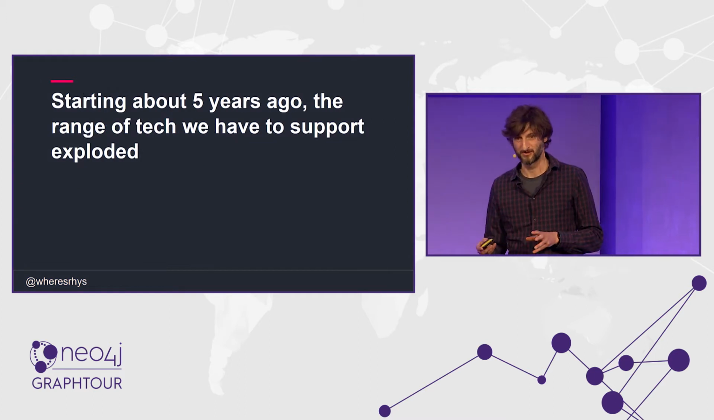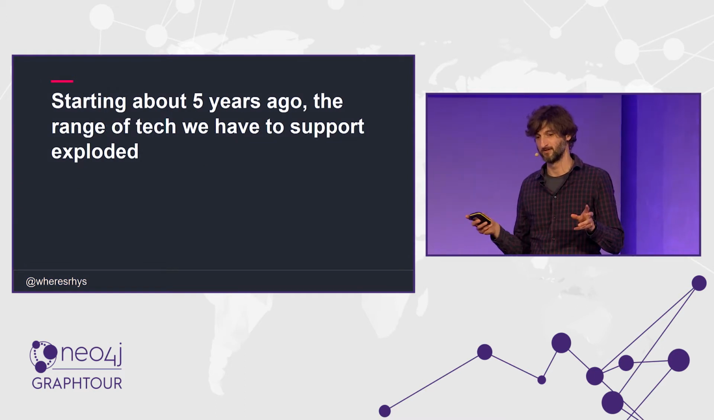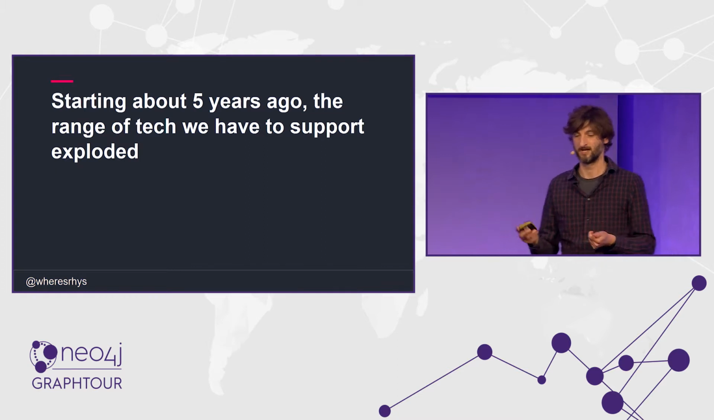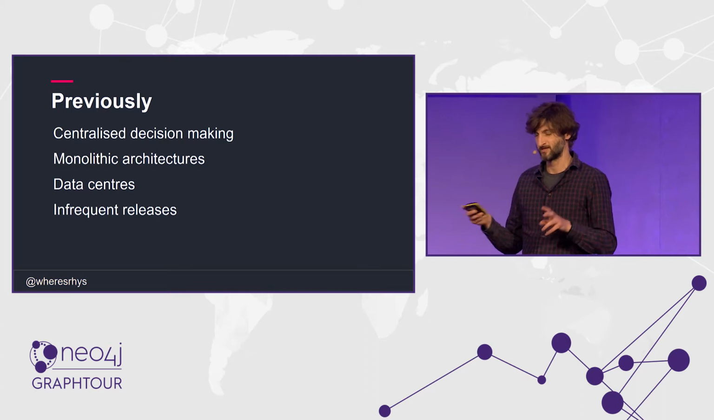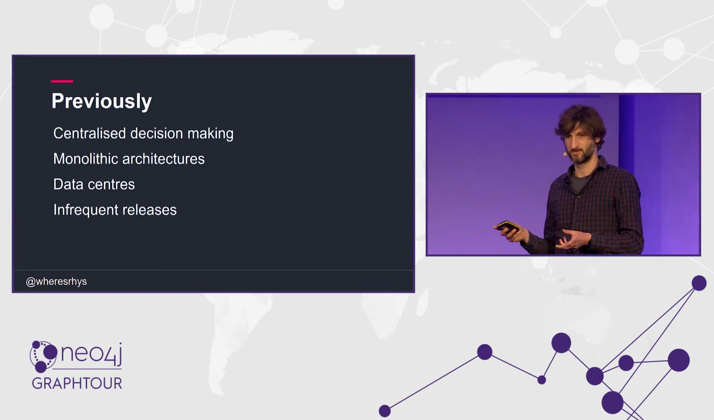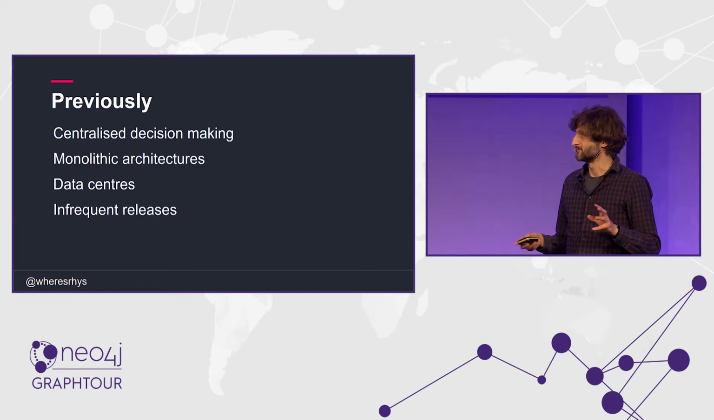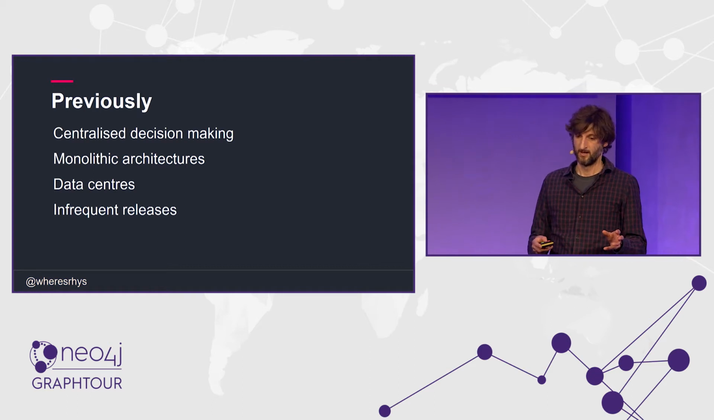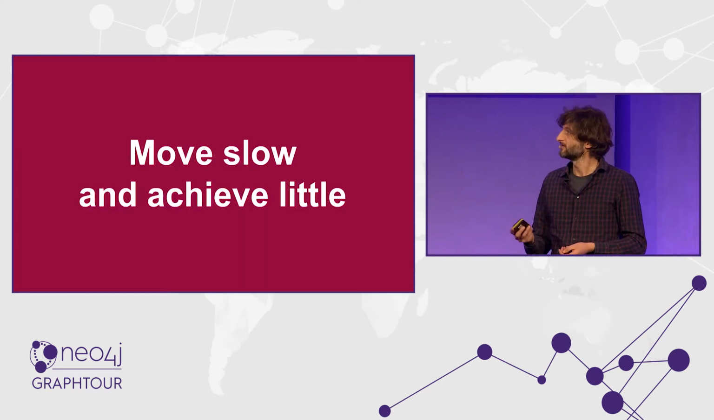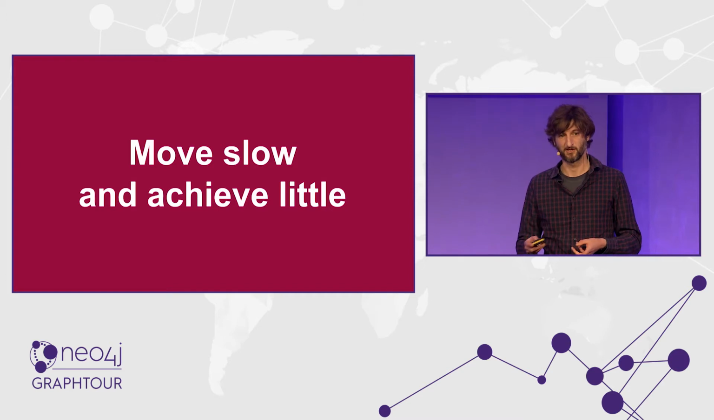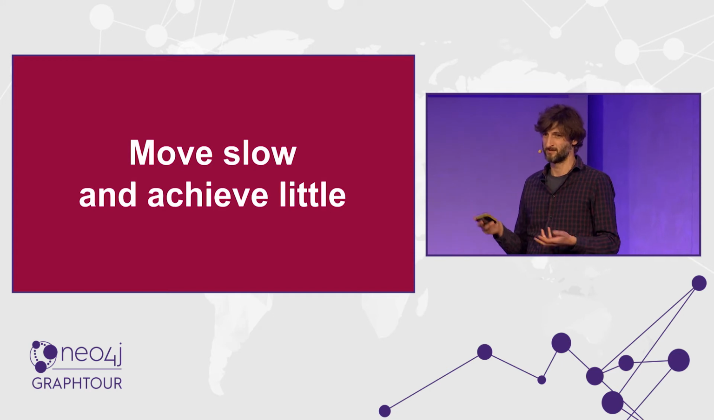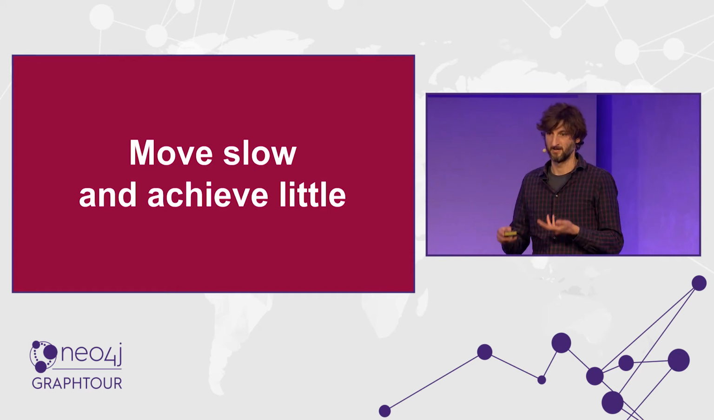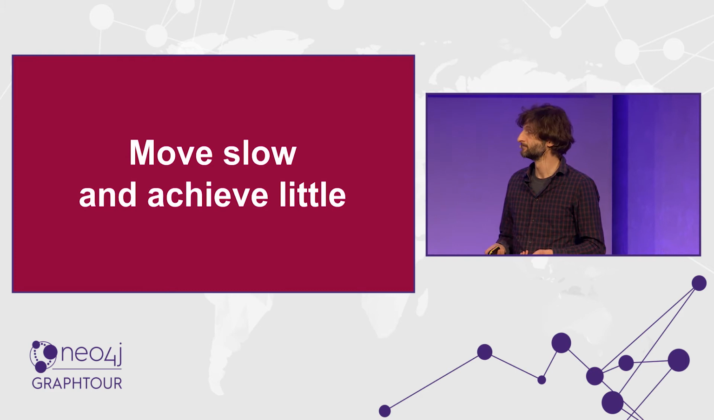Then about 5 years ago, the amount of stuff we had to support, it really exploded. That wasn't an accident. So before, we were kind of old-fashioned how we did our tech. There was a lot of centralized planning, a lot of old-fashioned ways of building and releasing code. And what this kind of meant was we moved slow and we didn't really achieve much. There's lots of opportunities in the media industry to take advantage of new trends, and we weren't really, as a tech department, able to do that. So we had to change.